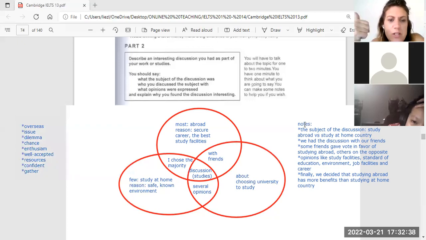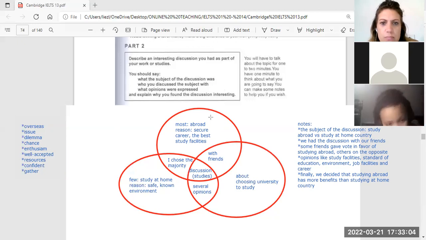What is the subject about? Studying abroad vs your home country. Who are you discussing it with? Your friends. What opinions were expressed? Some say deeper. There you can see the opinions. Okay, here. What is it? That is the topic. Okay, that is the topic there.